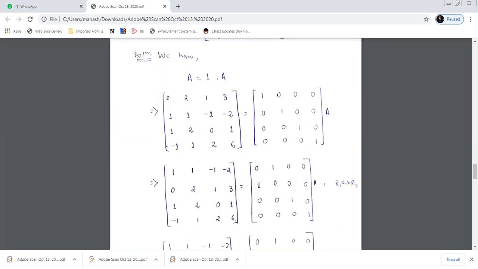Same operation you have to do here also. So in place of row 1, we put row 2: 0, 1, 0, 0. And in place of row 2, we put row 1: 1, 0, 0, 0. Okay, 1, 0, 0, 0. So next step, see here.